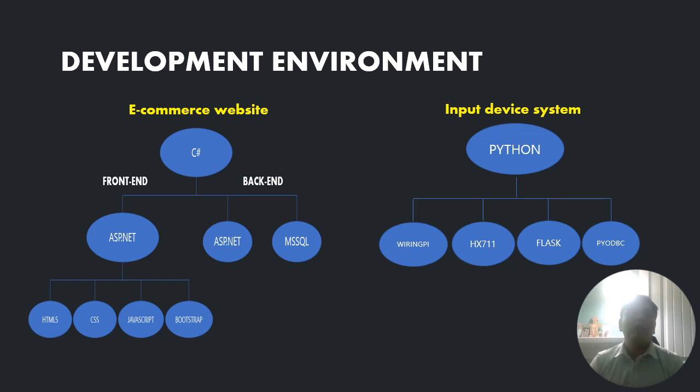And this is the development environment. For the e-commerce website, I use the C# language. And for the front end and back end, I use ASP.NET. And for the database, I use MS SQL. For designing the UIs, I use HTML, CSS, and JavaScript. I also use Bootstrap for the responsive website. For the input device system, I use Python, which includes wiring GPIO, HX711, Flask, and PyODBC.